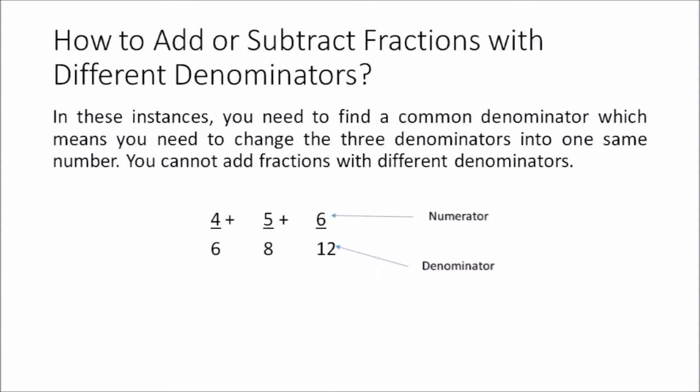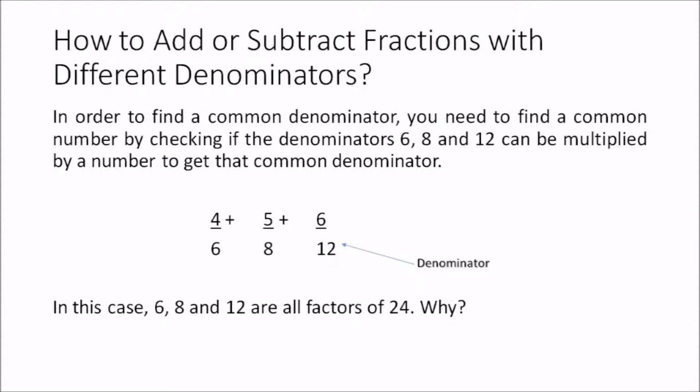Okay, now we need to convert the denominator in these instances, right? You need to find a common denominator, which means you need to change the three denominators into one same number. In this example, there are three fractions, but you might want to add two fractions or four fractions or five fractions. It doesn't matter, the rule is the same. You need to have the same denominator because you cannot add fractions with different denominators.